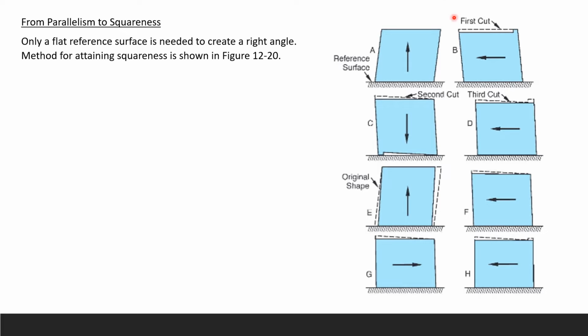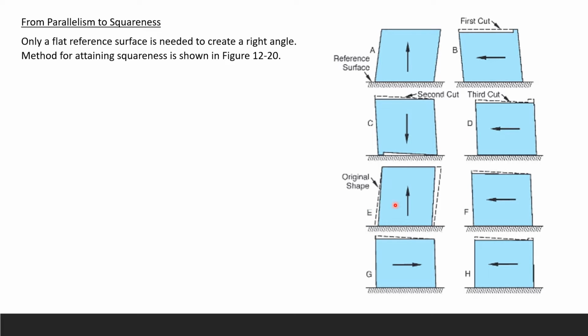Here you can see the parallel block, because all four sides of this block are totally parallel to each other. Okay. First we make the first cut and then we grind it. Here you can see the first cut, and we cut the second one on this side and then grind it in this direction. So these are the grinding directions. And then we do the third cut and grind in this direction.